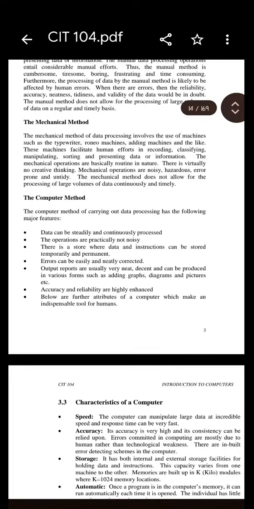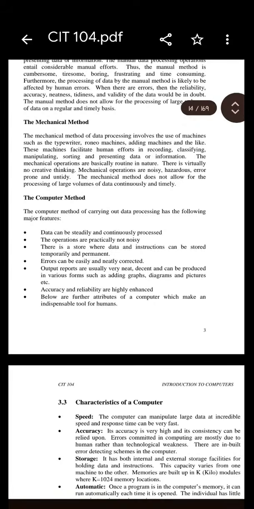Understand? Sometimes they will show it in a table, but in manual or mechanical processing, you cannot do all those ones. It's only the computer that can do that for us. So accuracy and reliability are highly enhanced. As long as your data are correct and accurate, your information is going to be neatly and accurately presented. Take notes, please.